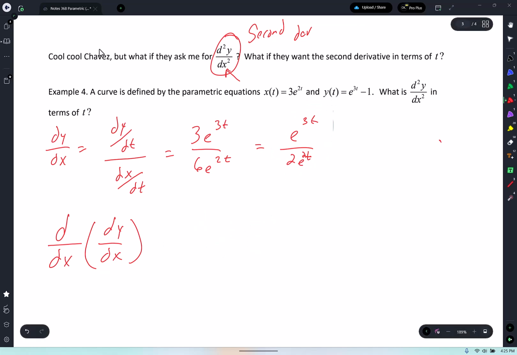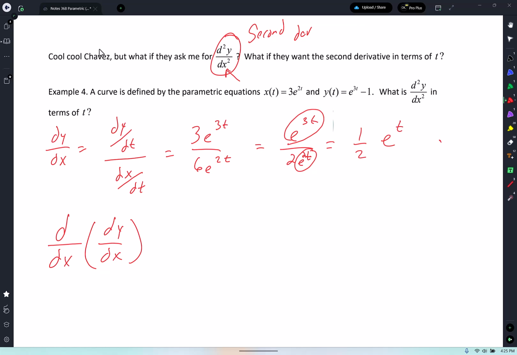Guys, law of exponents. I have e to the 3t in the top. I have e to the 2t in the bottom. I was going to mention that earlier, but I didn't know if that was on purpose. So 1 over 2 e to the 3t minus 2t is just 1t. Whenever you're dividing, you can subtract.